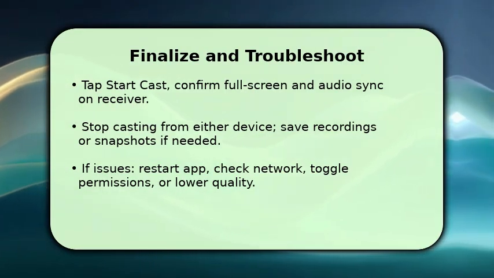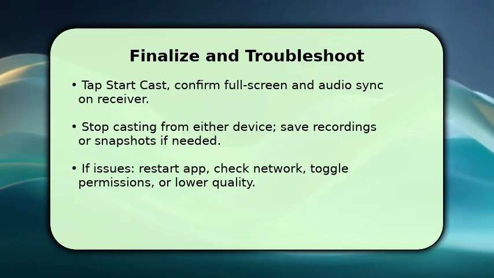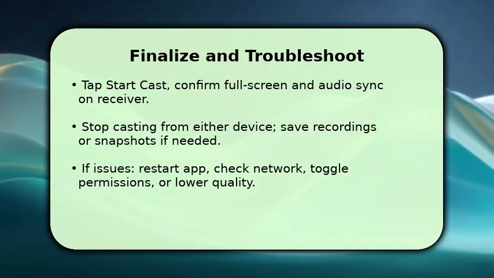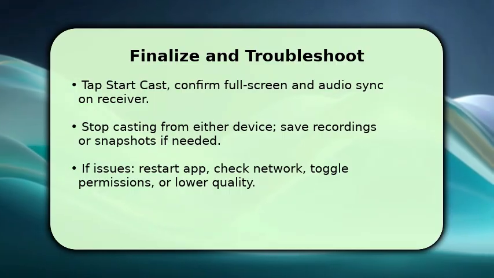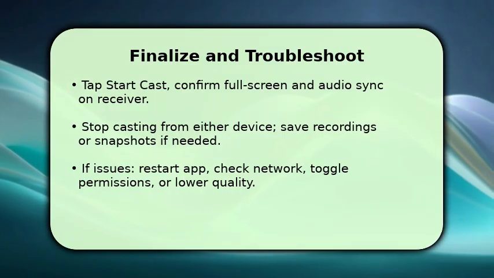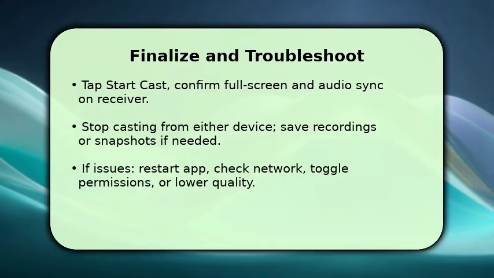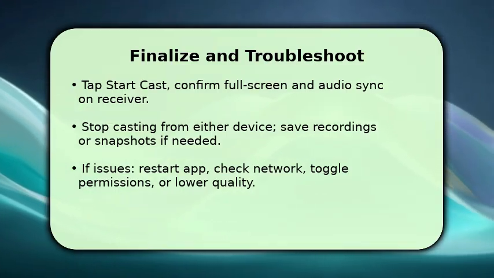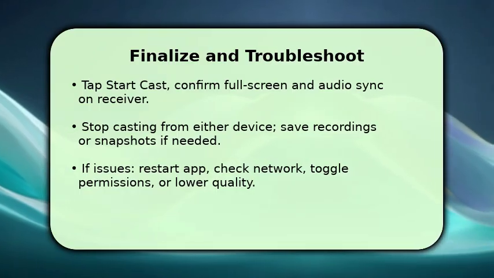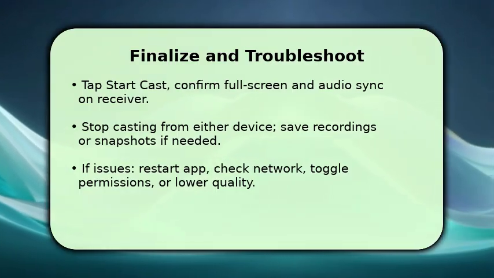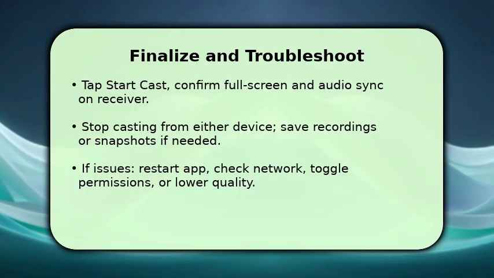When finished, stop casting from either device and save any recordings or screenshots the app offers. If the stream stutters, restart the app, switch to a less congested Wi-Fi channel or lower quality to reduce bandwidth. Also verify permissions and reconnect devices. These final checks keep sessions reliable and give you quick fixes when things go wrong.